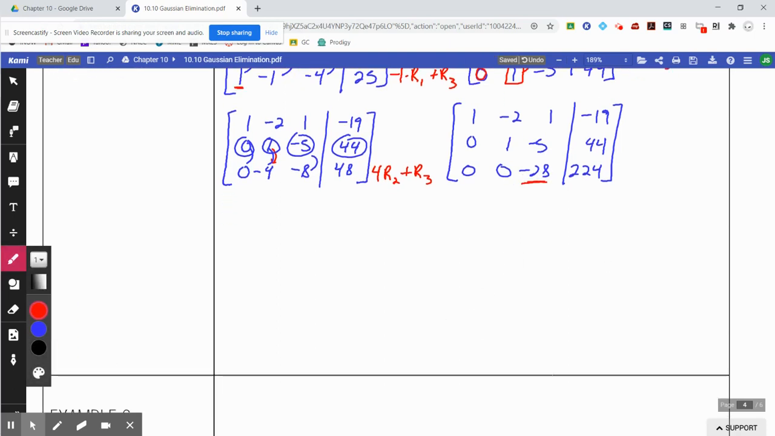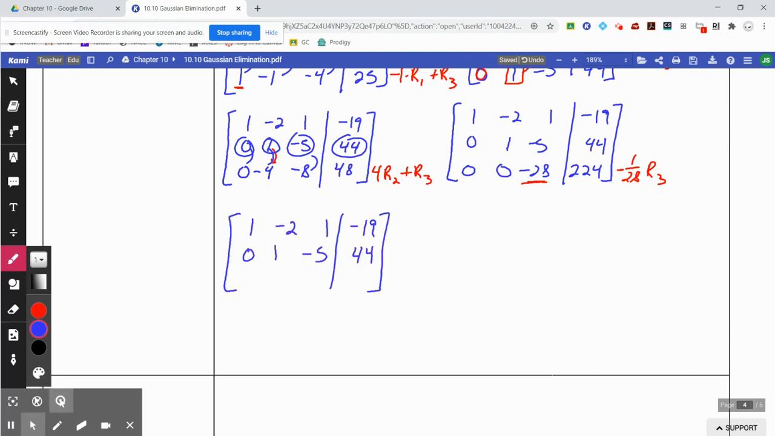And that's pretty straightforward how you do that. You're simply going to multiply by its reciprocal. So we're going to do negative 1/28 times row 3. So rows 1 and 2 do not change. And your last row turns into 0, 0, positive 1, and negative 8.